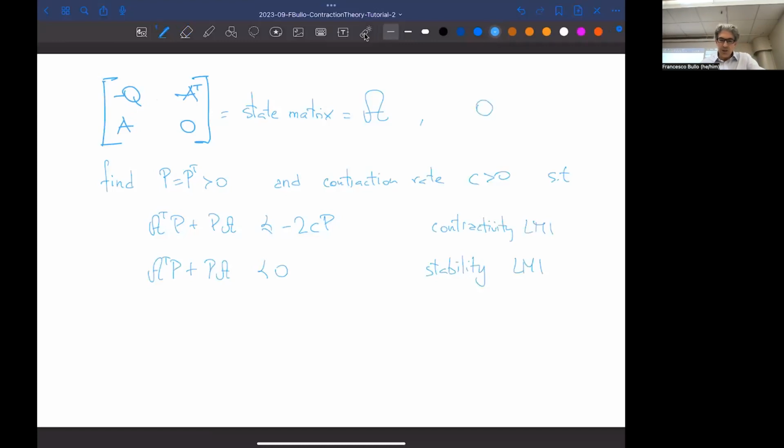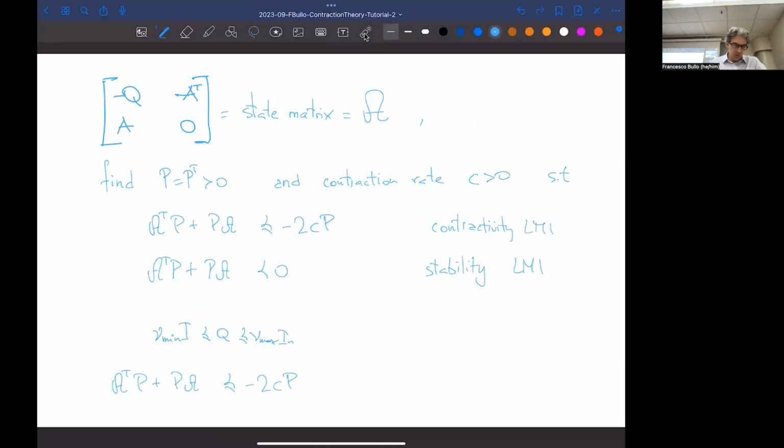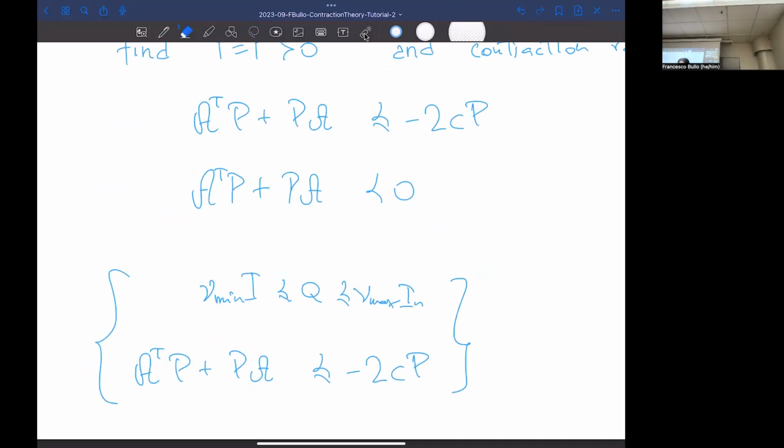We are going to say that Q takes value in a set, and the set is mu min identity less than or equal to Q, less than or equal to mu max identity. First of all, we were saying that these two equations were equivalent, and that's done. What happens is that we are going to ask for these together to hold. So basically, I will want to find a P matrix, positive definite, so that this LMI is always satisfied, even if Q is not unique, but rather Q is an arbitrary matrix taking value in that set.